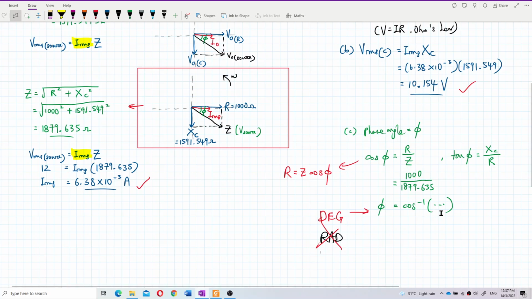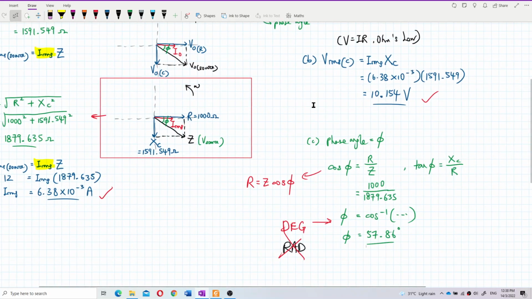So 1000 divided by 1879.635, then anti-cos the answer. I got my phi as 57.86 degree. Or you can use tangent phi, and you should get the same answer also.